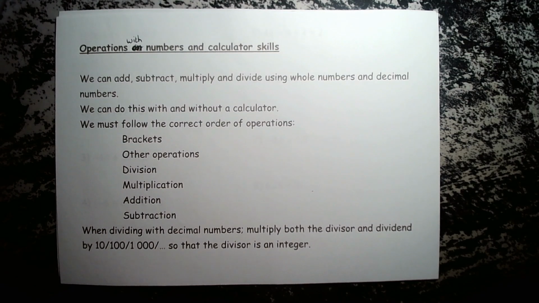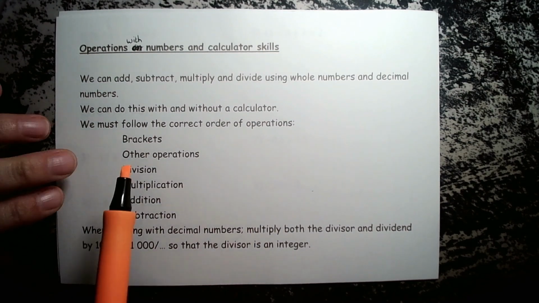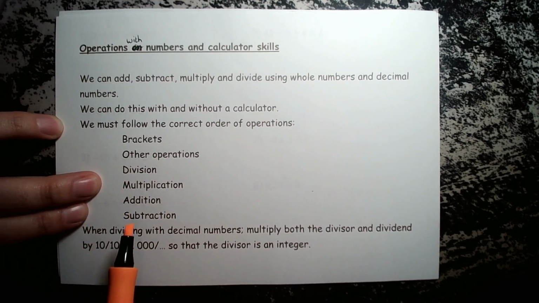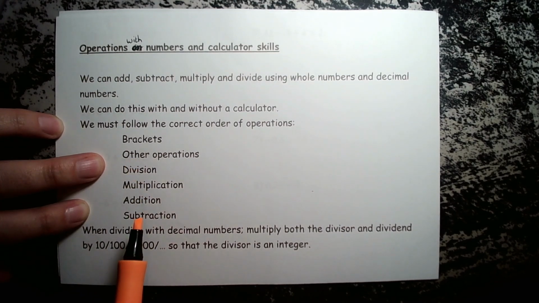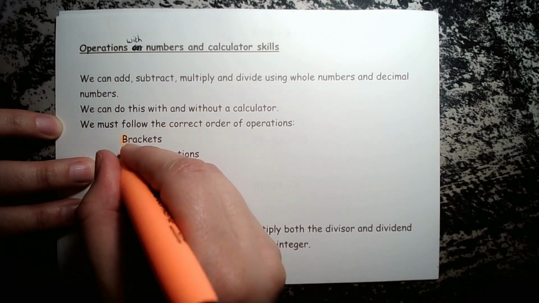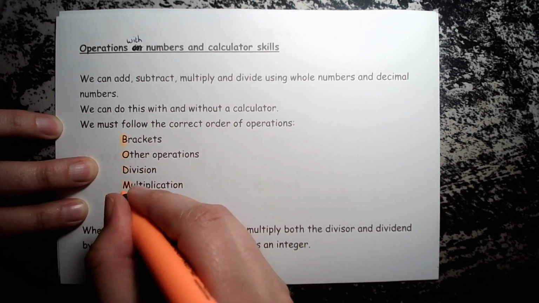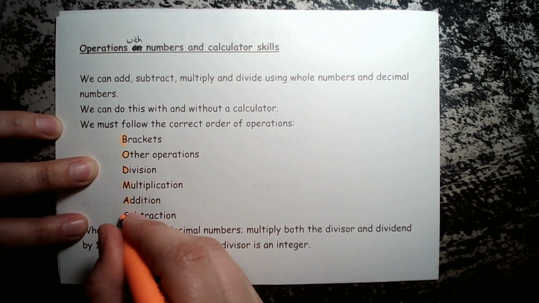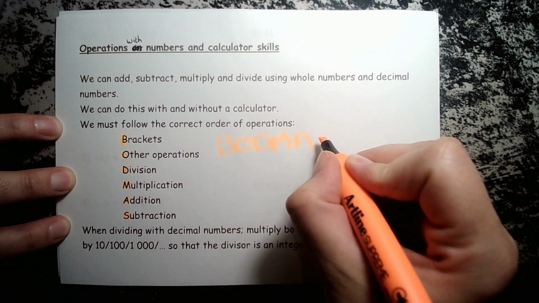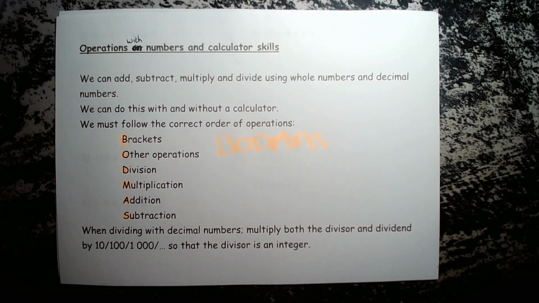The order in which we work is: brackets, other operations, division, multiplication, addition, and subtraction. This is the order in which we work. Now, we can remember this by using the initials of each of these words. We call that BODMAS.